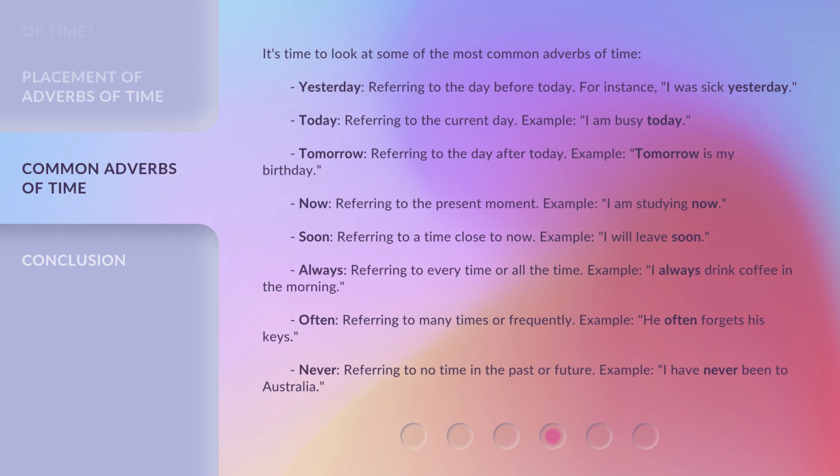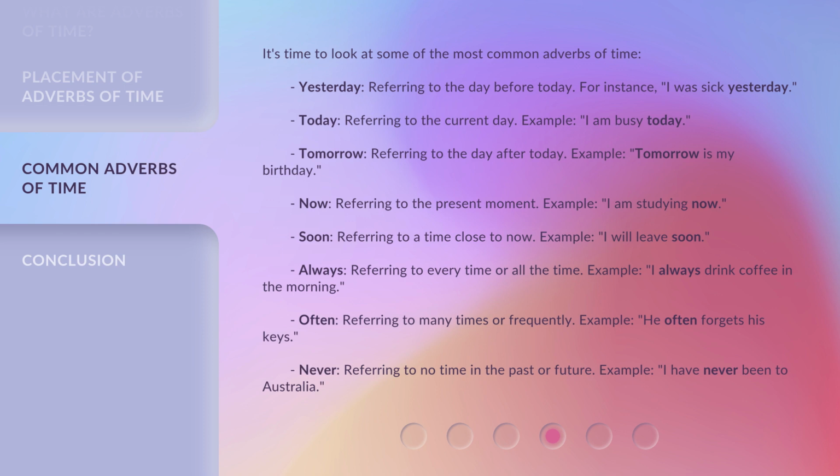Now, referring to the present moment. Example: I am studying now. Soon, referring to a time close to now. Example: I will leave soon. Always, referring to every time or all the time. Example: I always drink coffee in the morning.